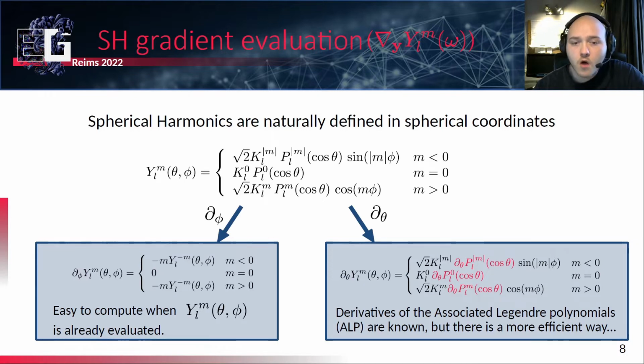Spherical harmonics are naturally defined with spherical coordinates where k is a normalization factor and P are the associated Legendre polynomials. The partial derivative of the spherical harmonics with respect to phi is a scaling of the spherical harmonics basis function, therefore easy to compute when the spherical harmonics are already evaluated. The partial derivative with respect to theta is a bit more complex but straightforward to compute when the derivative of the associated Legendre polynomials are known. However, as we will see in the resulting timing, this method is efficient, but there is a more efficient method.